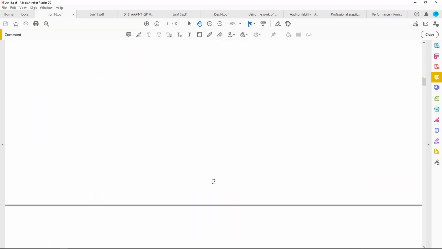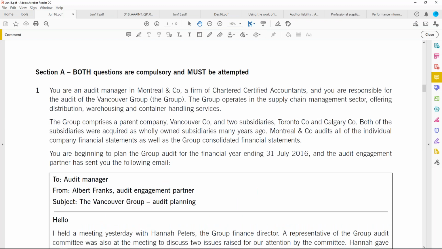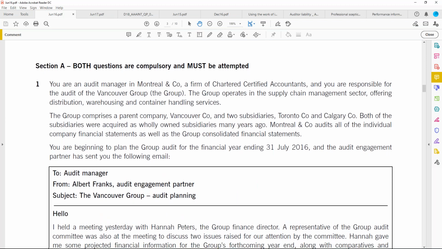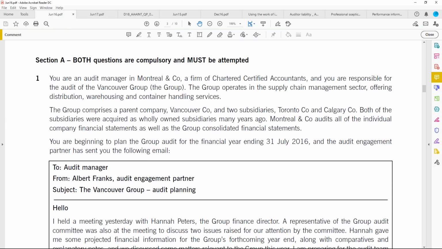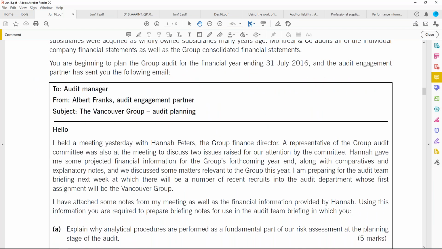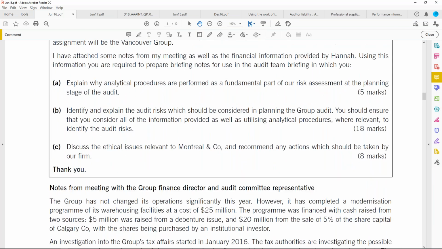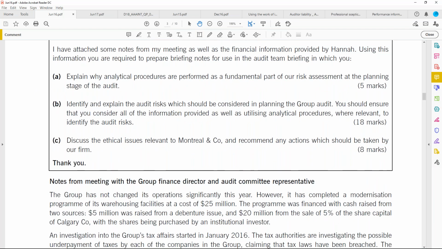Question number one mostly is application with very little knowledge, but you just scroll over the requirements A, B, C. In the very first requirement A, you find knowledge. Explain why analytical procedures are performed as risk assessment procedures at the planning stage. 5 marks. Is that knowledge? Is the examiner asking for why analytical procedures are performed as part of the risk assessment procedure?